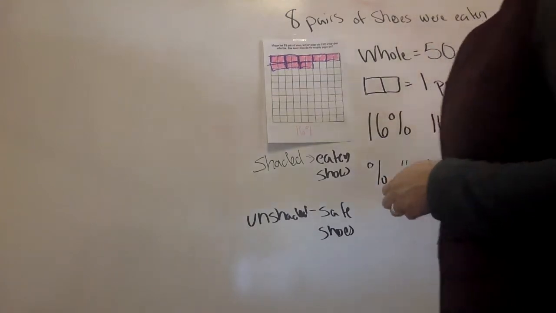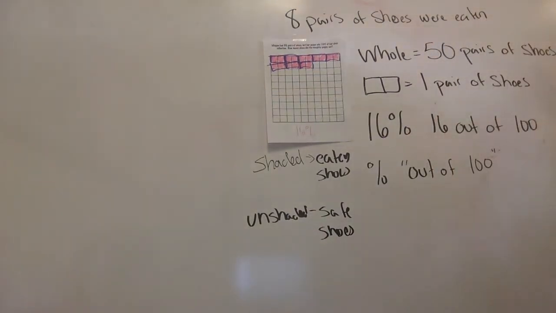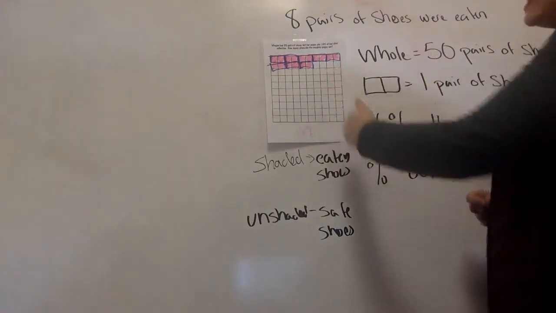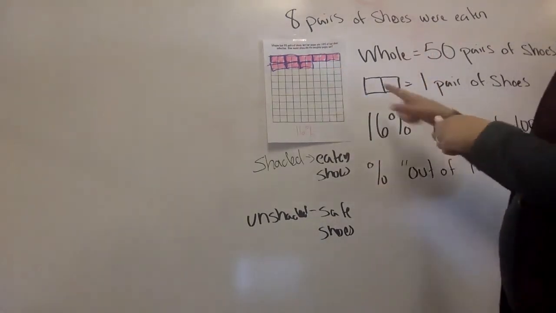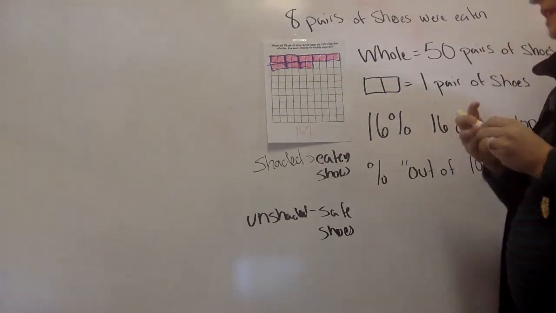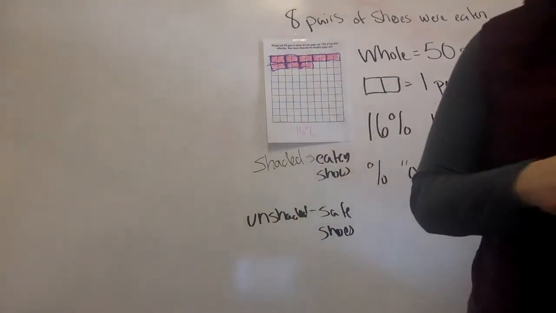Okay. Now, notice that we also get more information than that from this grid. This grid also tells us how many pairs of shoes were not eaten, okay? So if I think about the fact that each set of 2 squares represents, that's going to be a terrible color choice, sorry.